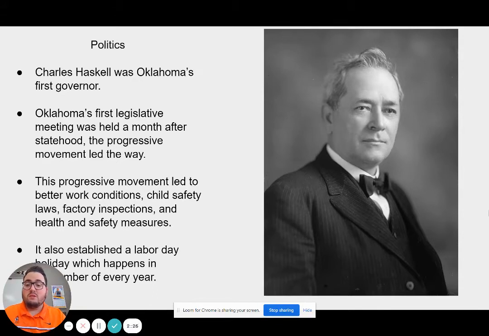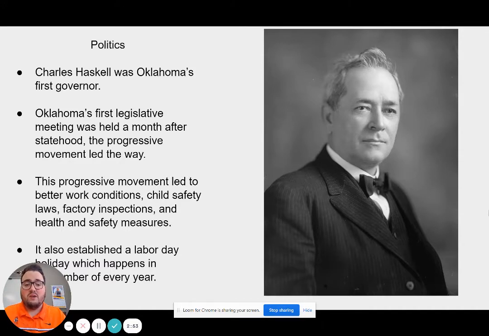Oklahoma's first legislative meeting was held a month after statehood. There are two different things going on in Oklahoma in legislation. The progressive movement, which was popular in the 1900s and 1910s, was taking hold. This was kind of a labor support party, in favor of the worker. And also the Socialist Party is starting to make its way into Oklahoma.